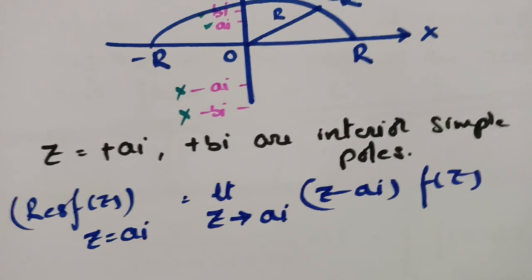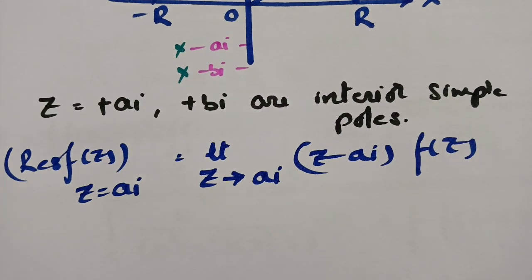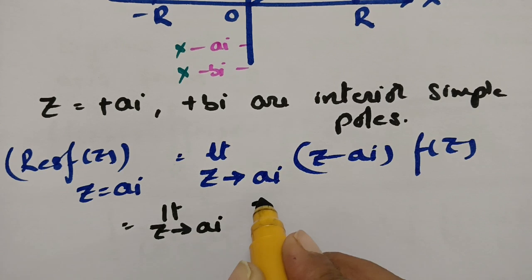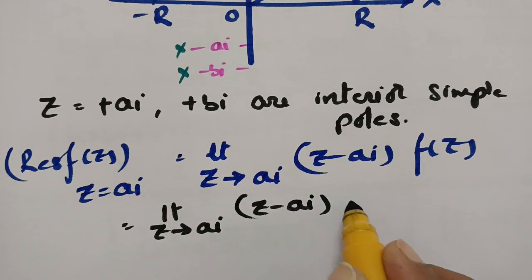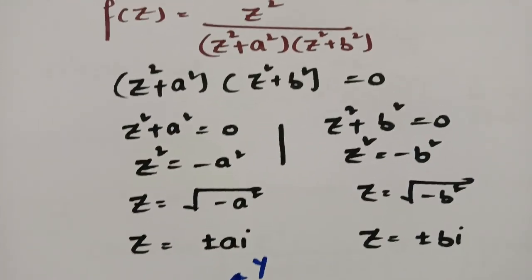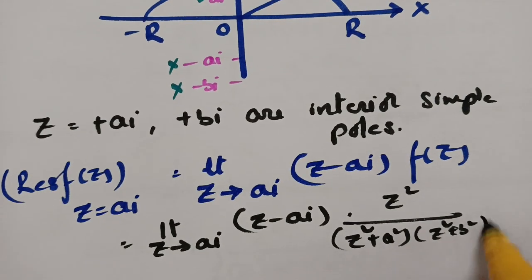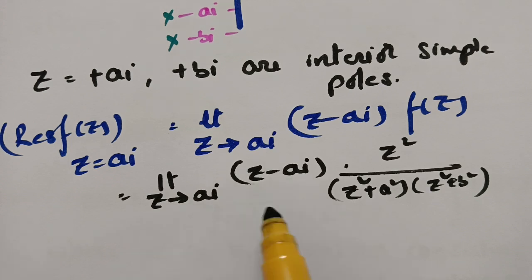So this is limit z tends to ai of z minus ai into f of z. What is our f of z here? f of z is nothing but z square by z square plus a square into z square plus b square. And now after cancelling, I have to substitute the value of z as ai.